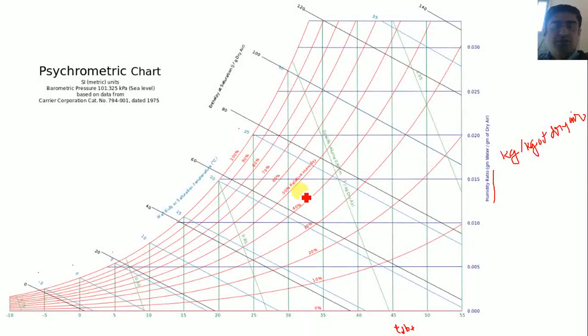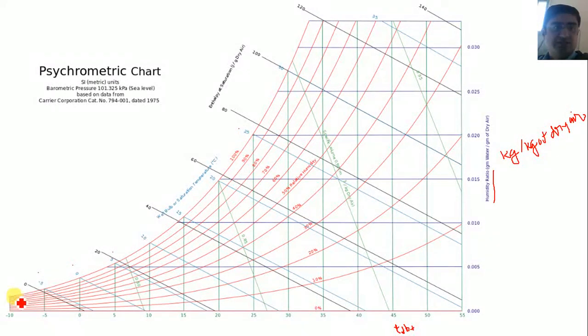And now the value of phi, or you can say RH, which indicates the relative humidity, is given by all these curved lines. Here you can see the curved lines. On the first curve, the value of RH is 10%. The value of RH on the second curve line is, say, 20%, then 30%, 40%, 50%, 60%, 70%, 80%, 90%, and 100%.